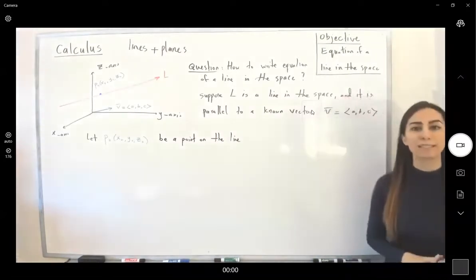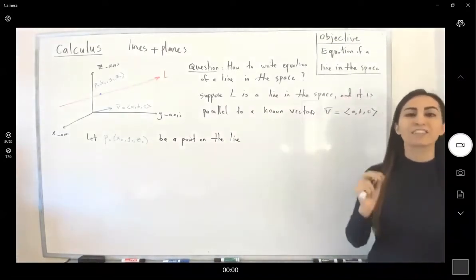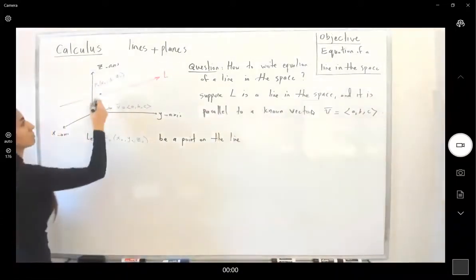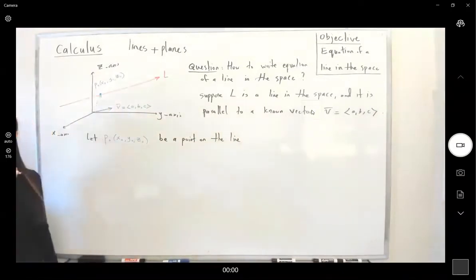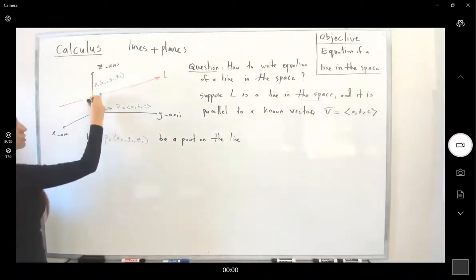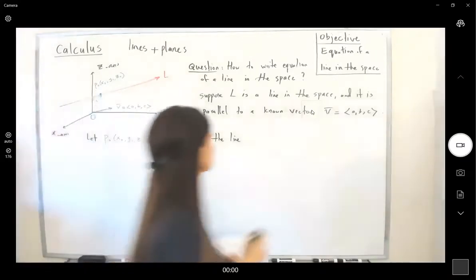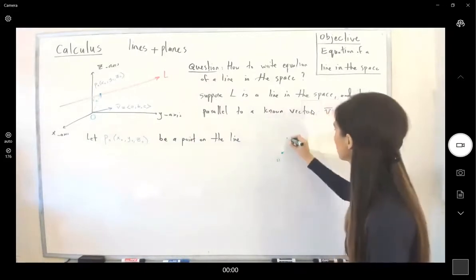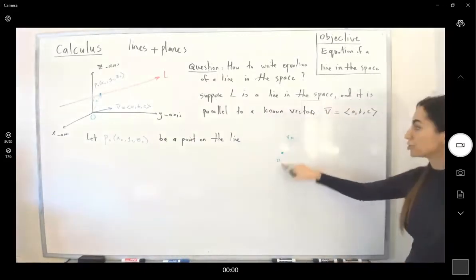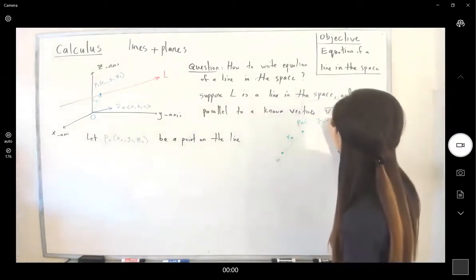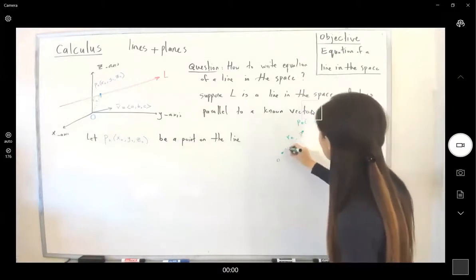Since I have a point in the space, I can easily create a vector. What is the vector? A vector R sub 0 that connects the origin to point P. So I have R sub 0 connecting the origin to this point on the line, P sub 0, x sub 0, y sub 0, and z sub 0. This is my first vector.